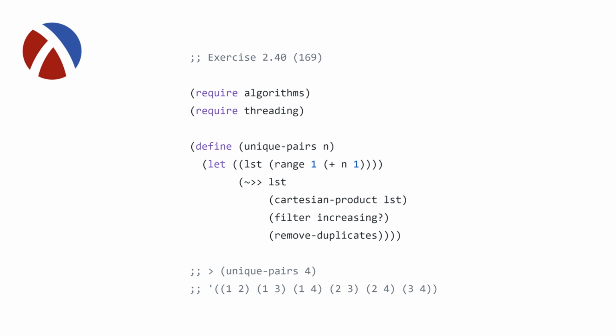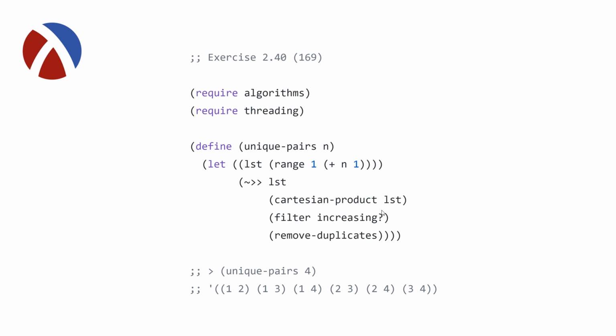The first thing we need to do in order to generate our pairs is generate a range of the numbers from 1 to n. Note that range is exclusive, so we have to add 1 to n. Now that we have our list, we can make a call to a Racket algorithm called cartesian product, which is going to generate us every single combination of the elements from each of our lists.